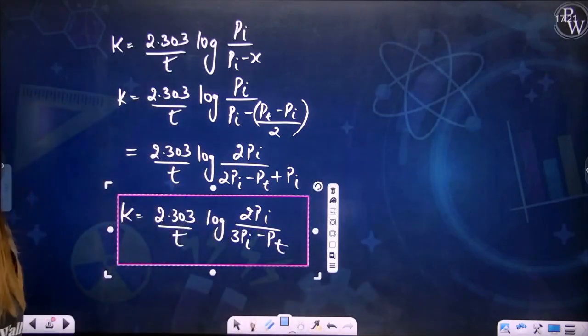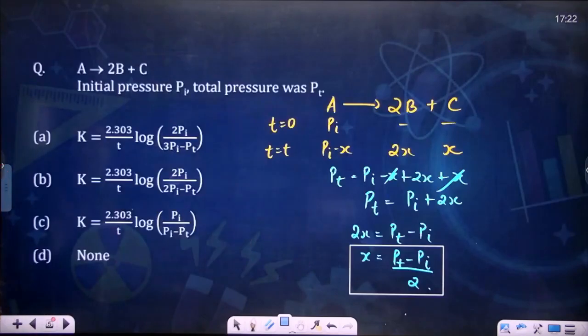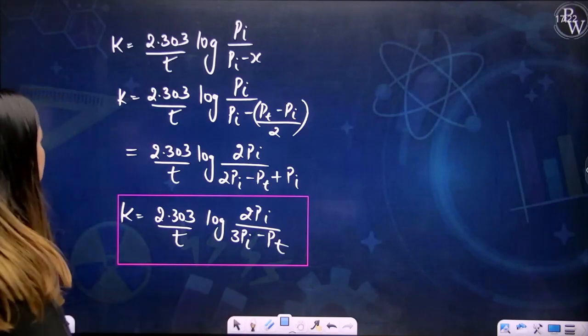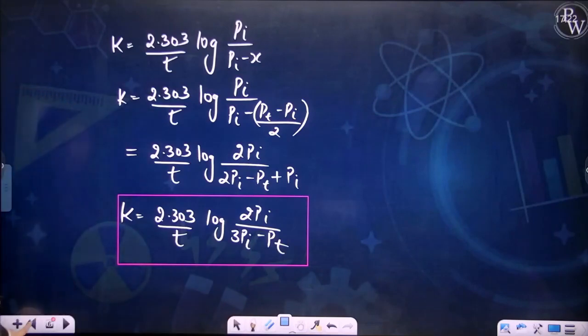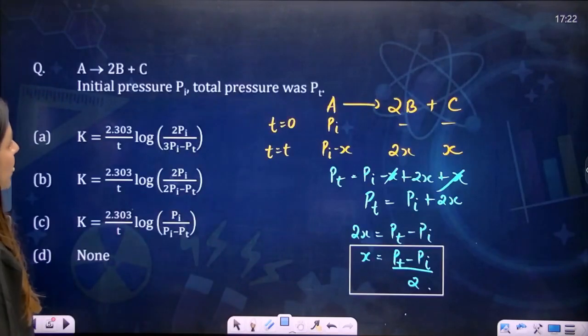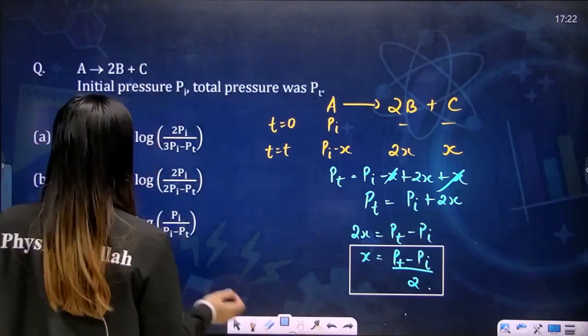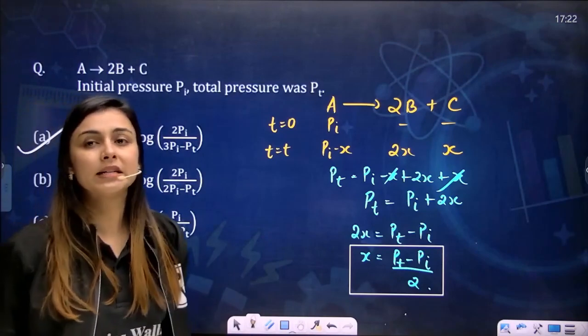Were we supposed to derive this? Let's see. Okay, we have to give the final formula. So let's see which is the correct option. 2P initial upon 3P initial minus P total. Option A is your correct answer.